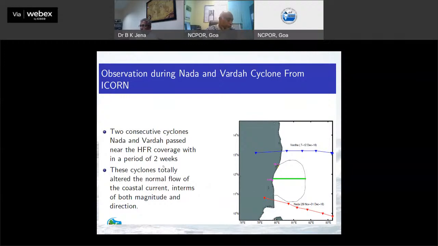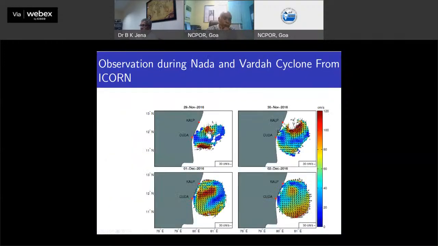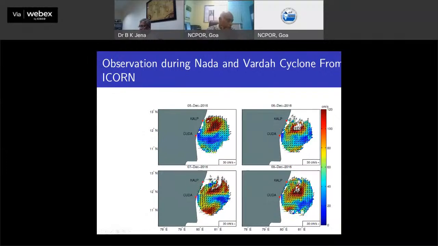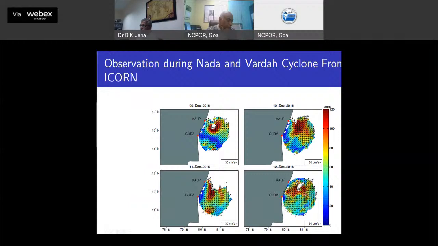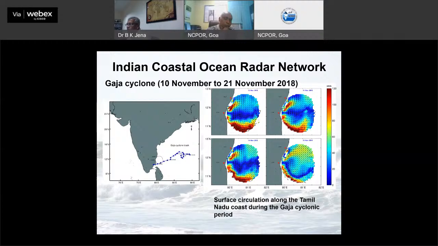And here I will show you, between 2 weeks' time, 2 cyclones have gone, and our sites were here one and here one. And you see how the current pattern has changed here. Remember that when the first cyclone went, the current was towards south. And when the second cyclone came, the entire current went towards north between 2 weeks' time. So this is one significant observation we had in our network, and the research is going on on all these things.